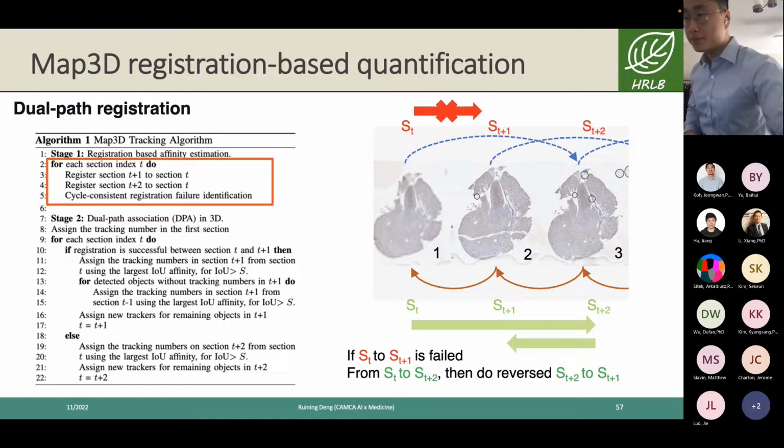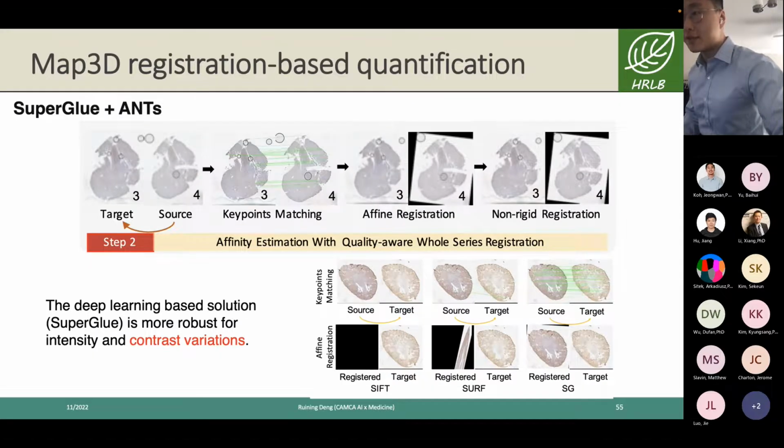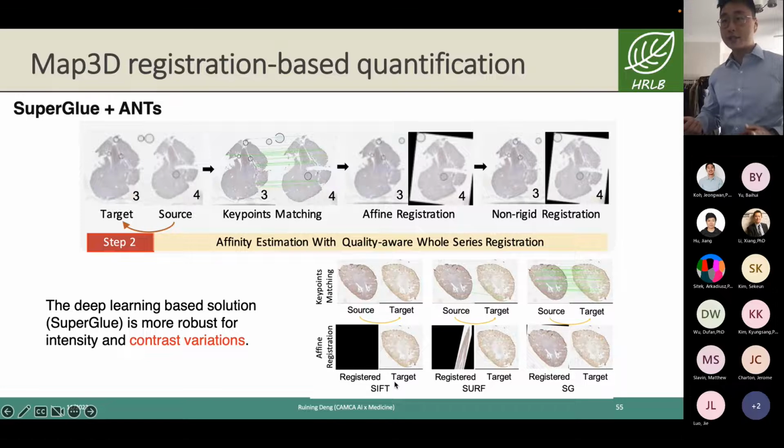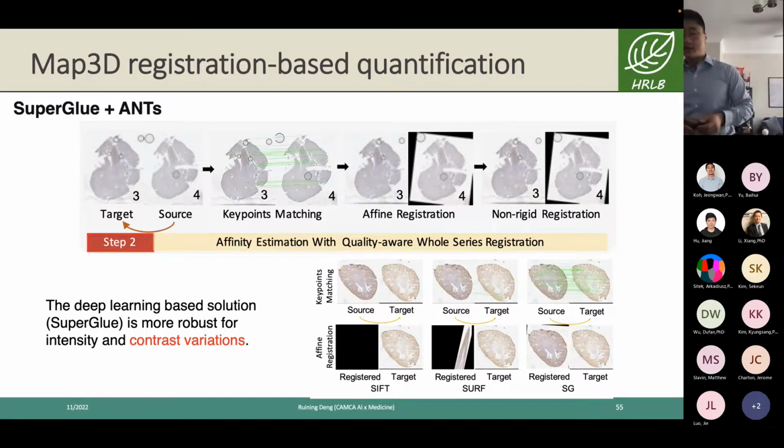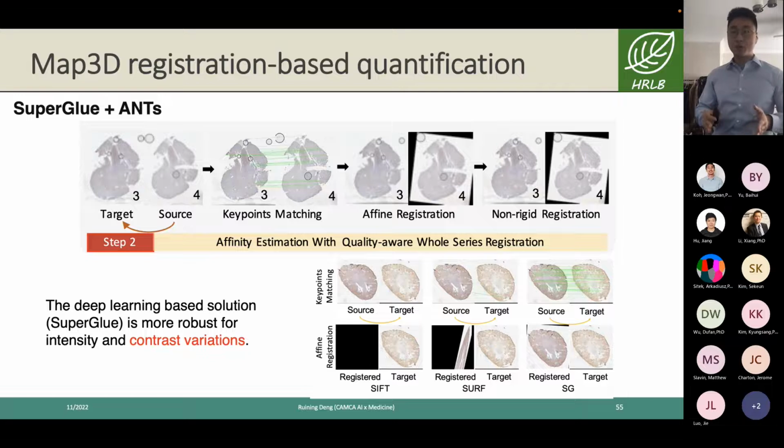So during my experiments here, you can see that the key point registration sometimes is not really good because of the intensity and the contrast variation, because different scanning of the digital pathology at different times or with different machines will have large intensity differences. So when we do the key points registration or non-rigid registration, they have some failures with those two kinds of technologies. So we have to know whether the registration is good or not.